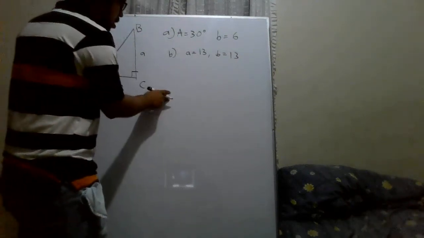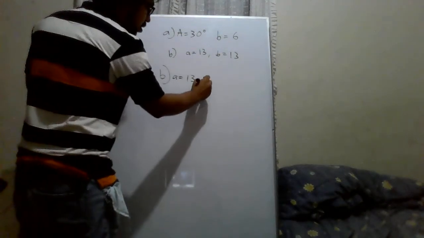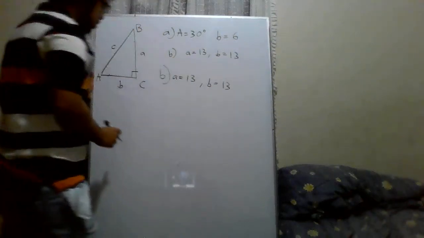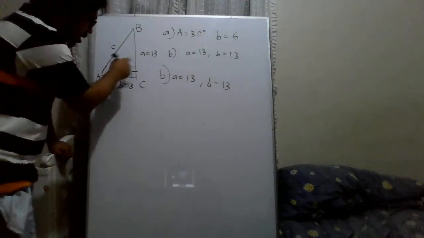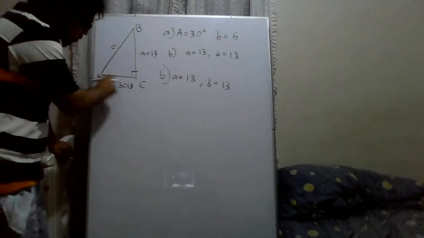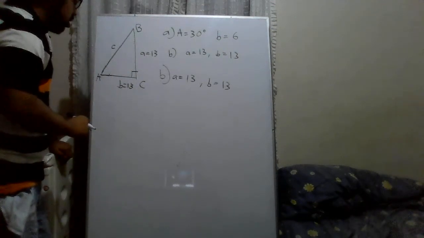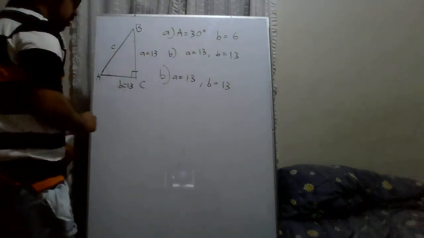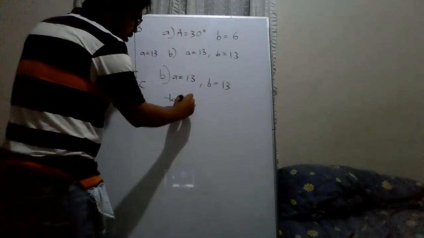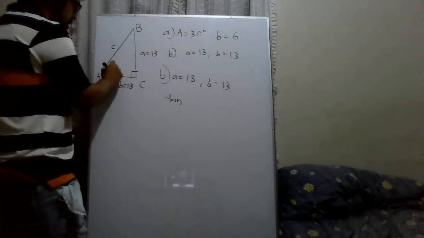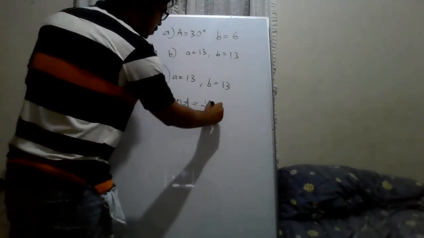Okay, so in option B, both A and B are 13. So this means this is 13, this is 13, and this means this is an isosceles triangle. So if these both have the same length, this means this is an isosceles triangle. You can go straight for the tangent of this. This is the tangent of, let's call it A. Tangent of A is equal to 13 over 13, which is 1.